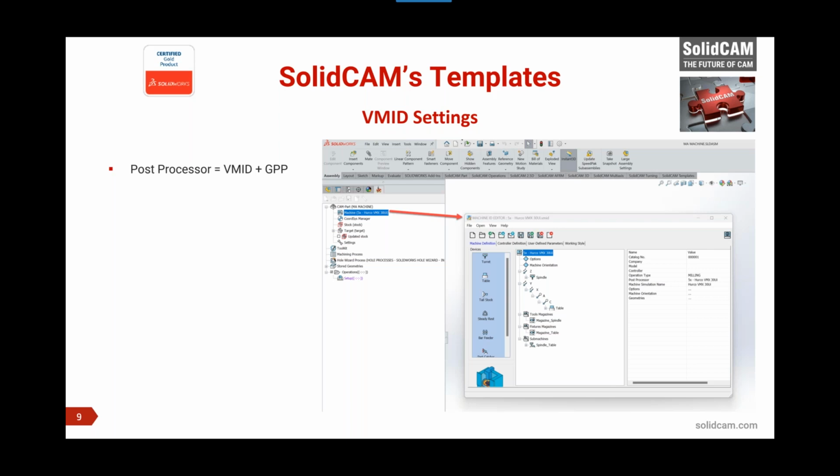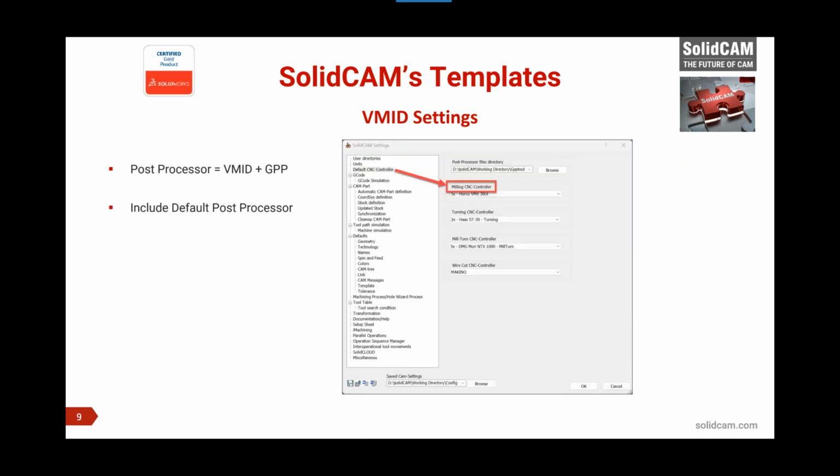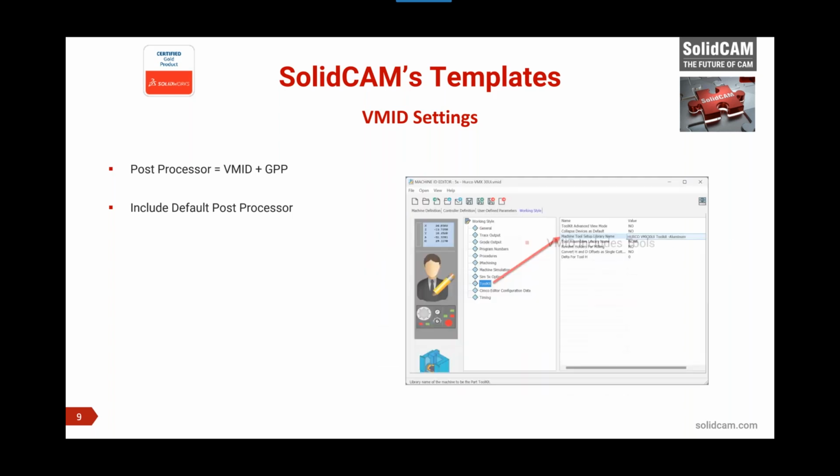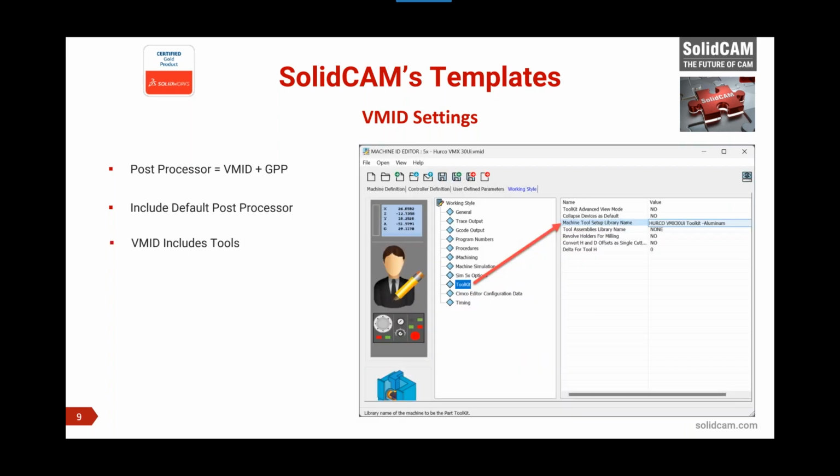But one of the cool features about this is in the global CAM settings, we can identify the default CNC controller. This means when you launch a project, it can be automatically set to use that machine post, okay? And this is actually pointing to the VMID file, okay? In the VMID file, we have particular items that can be set. So here's an example. This is what we call working styles, okay?